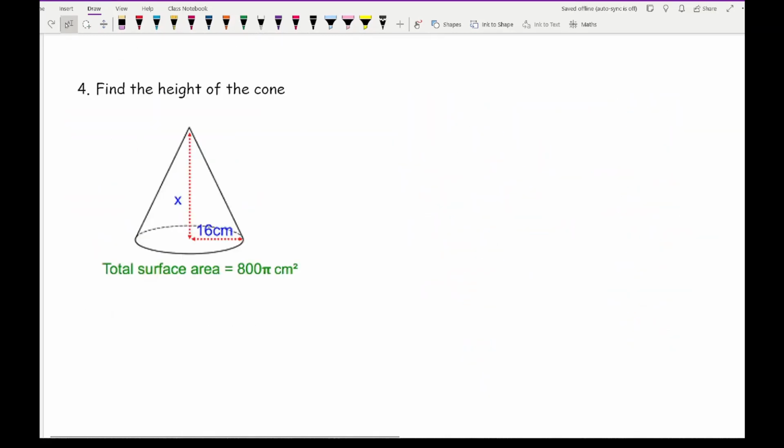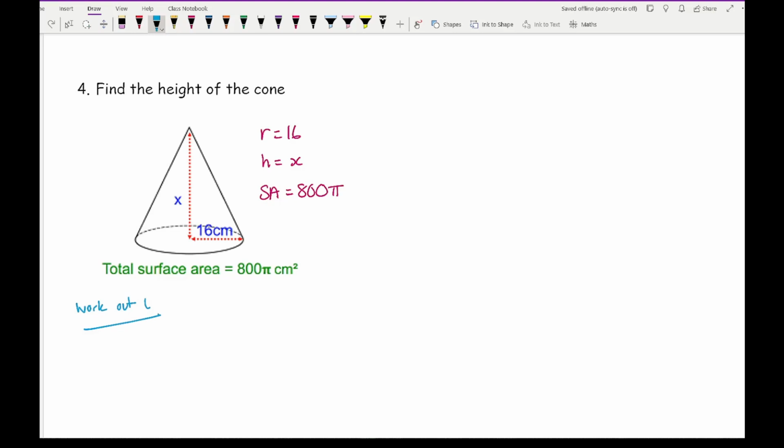Now moving on to our final example of a reverse question. It says find the height of this cone. Let's first of all start by writing down the information that we know. We know that the radius is 16, the height is x, and the surface area is 800 pi. With this question, what we need to do first is work out L, and we do that by using Pythagoras.